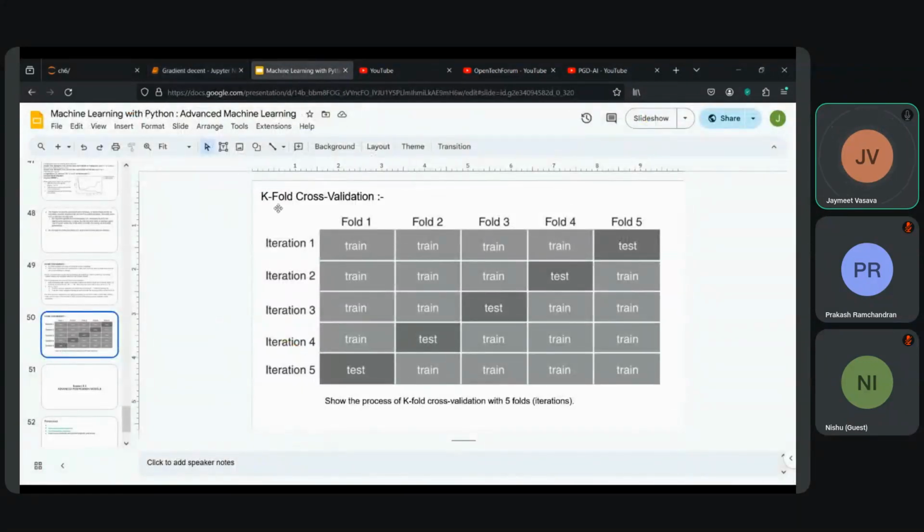Then we discussed k-fold cross validation, where we split the dataset and we use k-1 splits for training and the leftover one for testing. And we go through iterations for it.